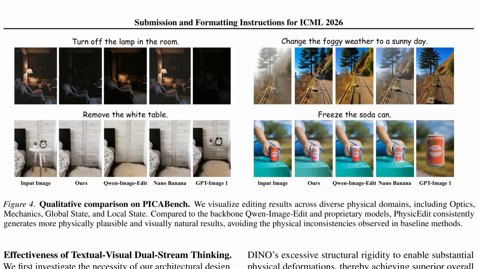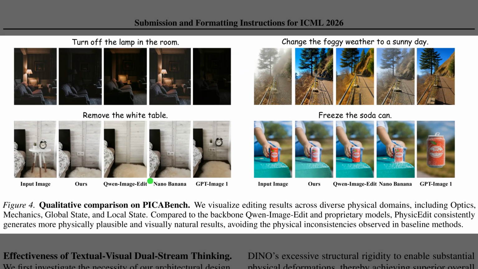So, while the tables showed the statistics, Figure 4 provides the visual proof by comparing qualitative results on the PicoBench dataset. In the top left, for the command turn off the lamp, notice how PhysicEdit correctly models the global dimming and shadow propagation, whereas the baselines often fail to render consistent lighting. Similarly, in the bottom right panel for freeze the soda can, the model accurately generates frost textures on the surface, confirming it understands the physical nuances of state changes.